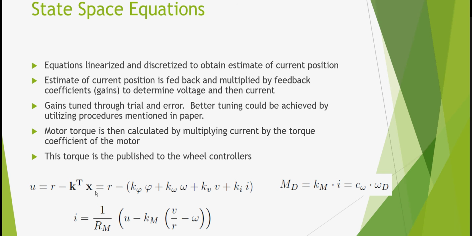and we solve this equation here, plugging in the numbers: wheel radius minus k phi times phi plus k omega times omega plus kv times v. Ignore ki times I. I is equal to 1 over the resistance times voltage minus the torque coefficient times linear velocity divided by r, your wheel radius, minus omega. And then once you obtain the current, you plug that into this equation over here, multiply it by your torque coefficient to get your desired torque at each wheel.